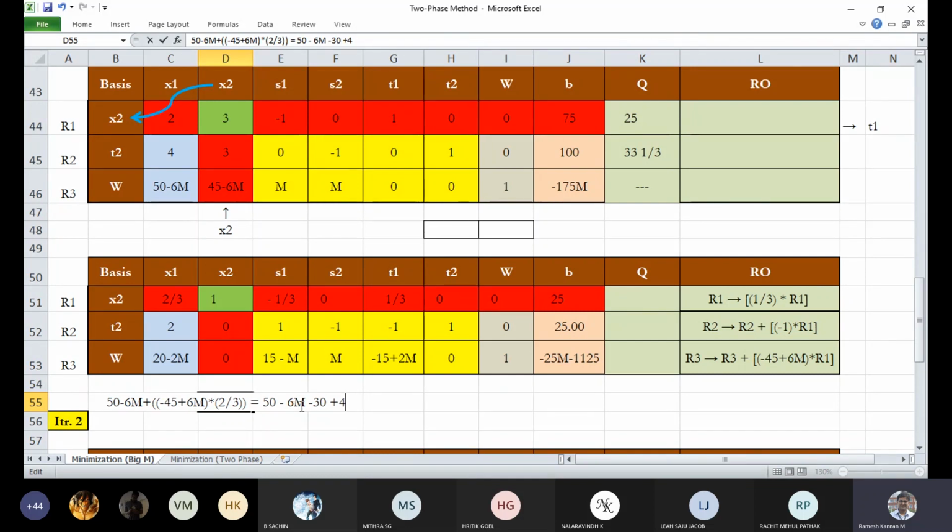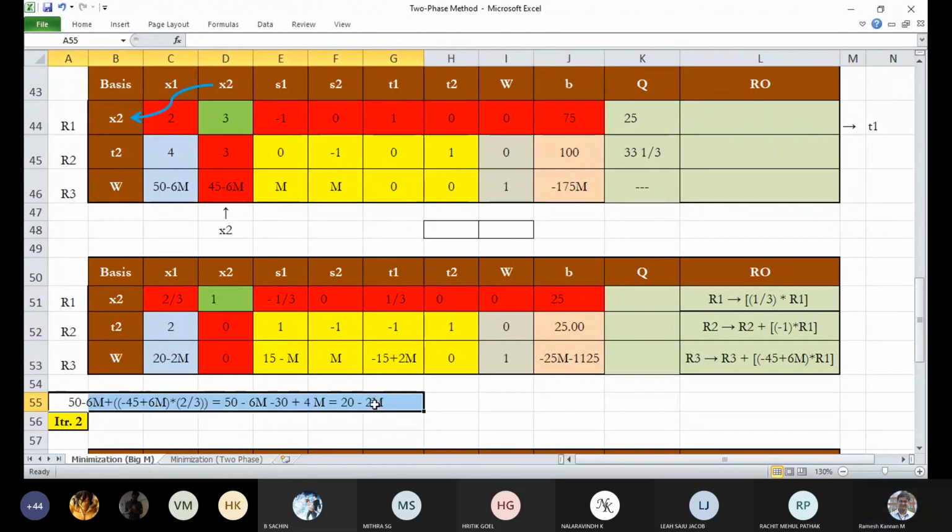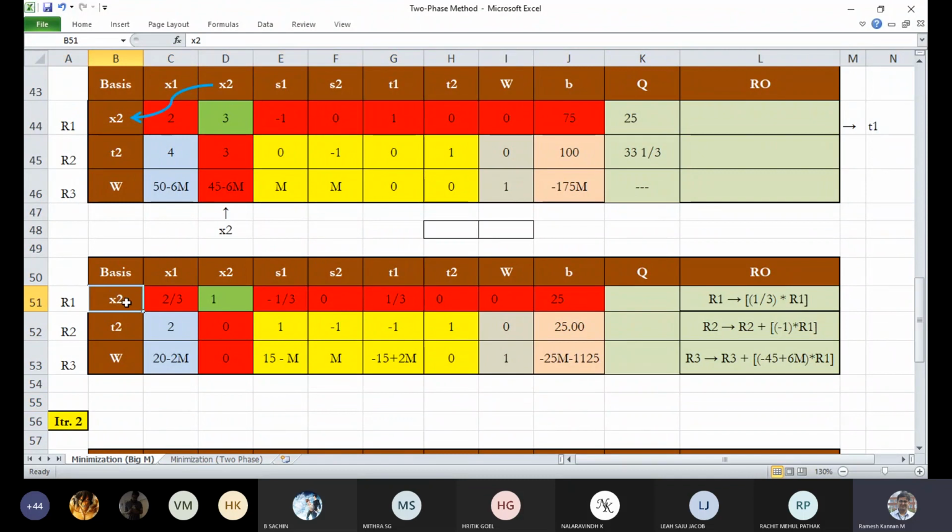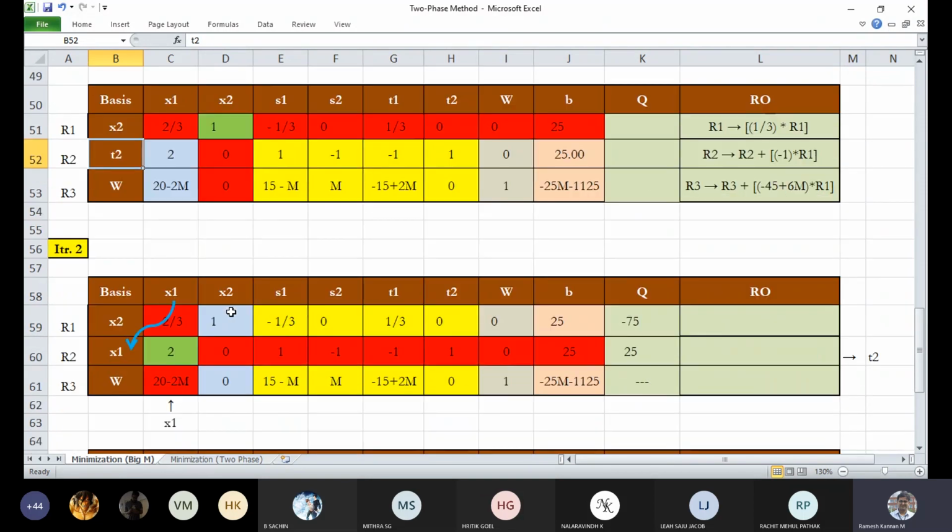So that will become plus 4m. When you simplify further, 50 minus 30 is 20, and minus 6 plus 4 is minus 2, so minus 2m. So that is how you have got this 20 minus 2m. This gets repeated and you have got this. The process remains the same, and we have found the value almost, in this instance x2 is 25, but this is still an artificial variable there, so there is another iteration possible.